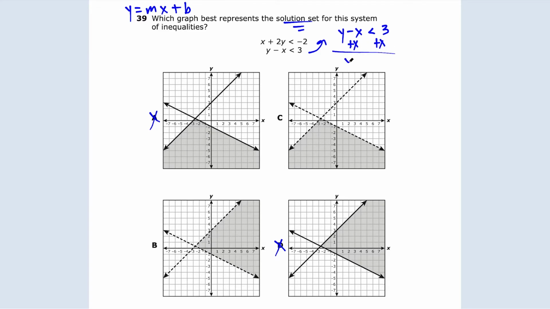So now what we have is y is less than x plus 3. What this is telling me is that when we have this line, we're going to shade under. Okay, so we're going to shade under like this. And now I take this equation.